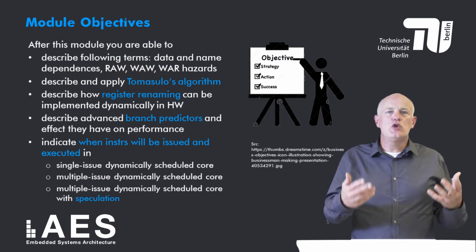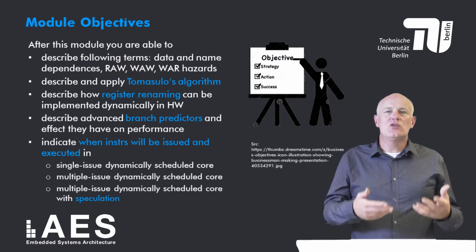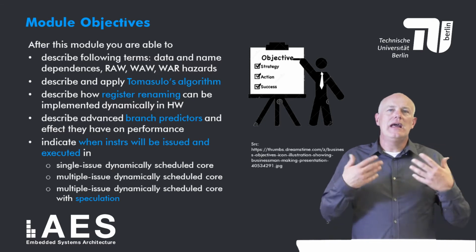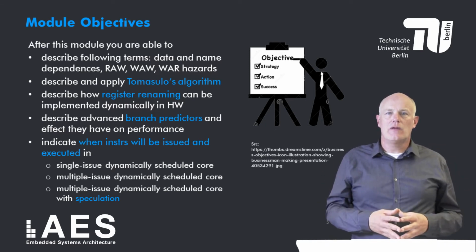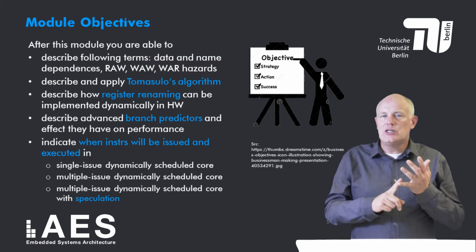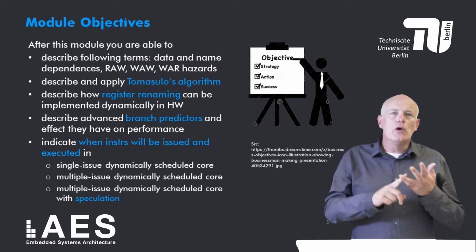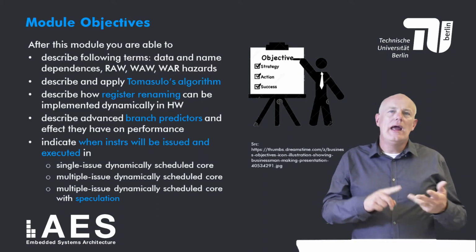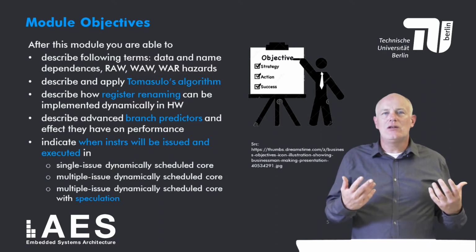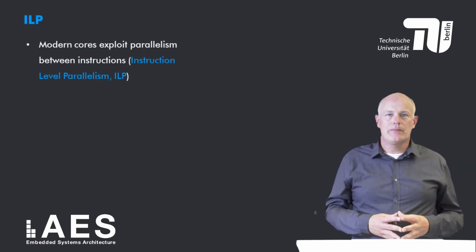Finally, you should be able to apply the techniques presented in this module. Concretely, that means that you should be able to indicate when instructions will be issued and executed in different types of processor cores. For example, a single issue dynamically scheduled core, a multiple issue dynamically scheduled core, and a multiple issue dynamically scheduled core with speculation.